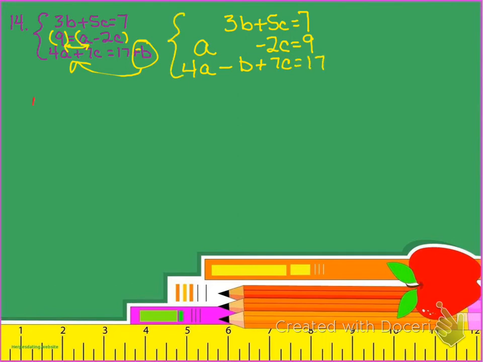Then in equation 3, we saw that we needed to move the B to the other side to get that into the proper form. Make our coefficient matrix. So 0, 3, 5, 1, 0, -2, 4, -1, 7. Our variable matrix, A, B, and C, and our matrix B of constants, 7, 9, 17.